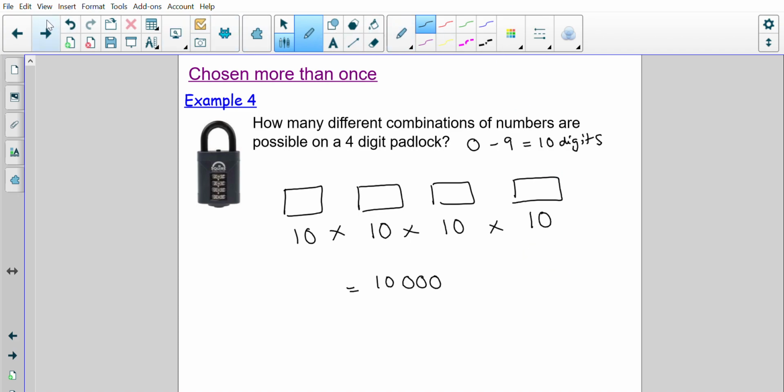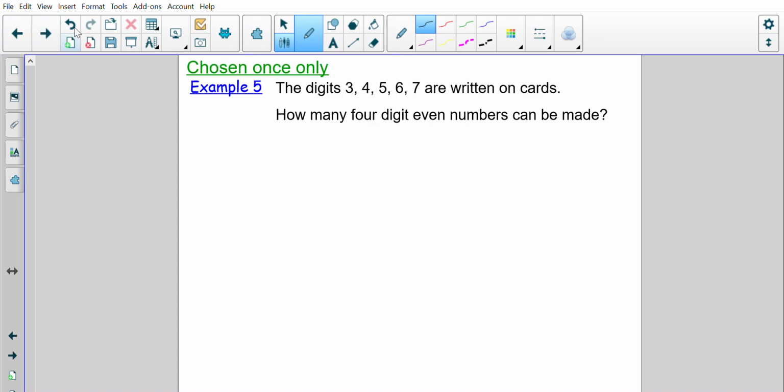Right, let's just have a look at a simple example now of where we're selecting numbers that can only be chosen once. So I've got the digits 3, 4, 5, 6 and 7 written on cards, and I'm going to select 4 of those cards to make a 4-digit number, but I want the number to be even. So for the number to be even, I've got to have an even number at the end. So my even numbers that I could have at the end are 4 and 6.